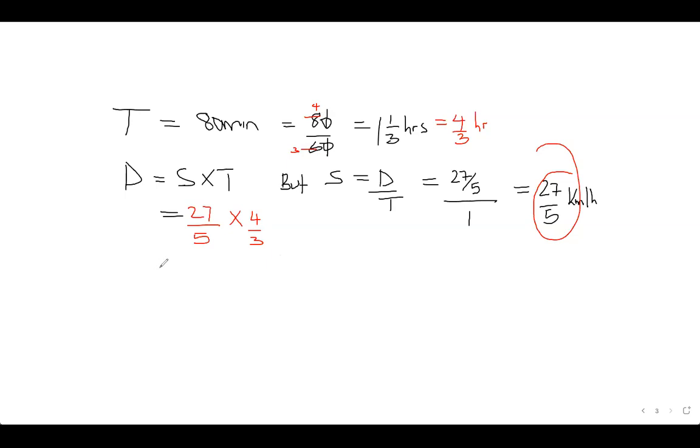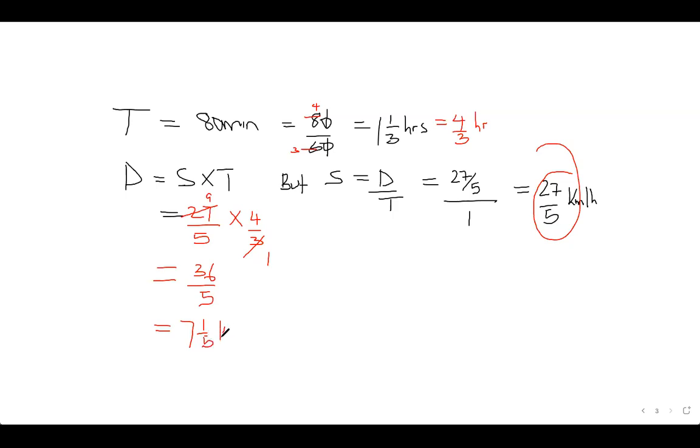Okay, Eunice, then what do you get? What did you get here? When I divide 3 by 27, I get 9. Then 9 times 4 is 36 out of 5, which takes us to the same answer, 7 and 1 out of 5.